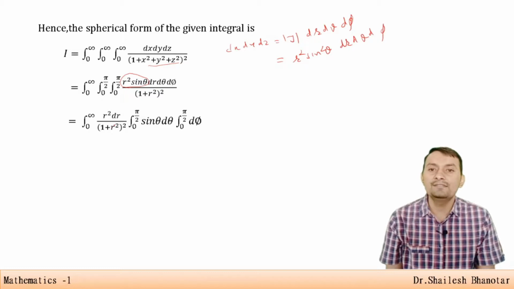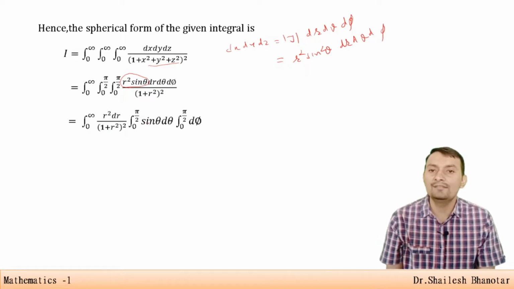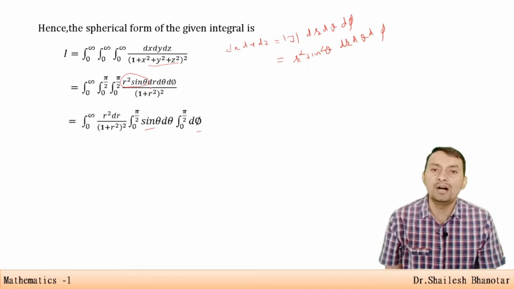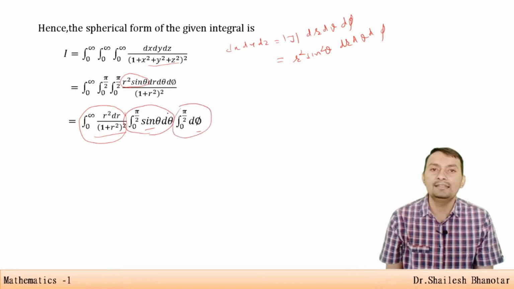So when you integrate, first with respect to r, then theta and then phi, because all the constants you can take outside, now you have to integrate with respect to r: r square divided by 1 plus r square raised to power 2. So this is for integration with respect to r. Then you can write separately, because there are no terms of phi and theta mixed, so you can do the integration separately. Then we have sin theta from 0 to pi by 2 d theta. Also you can integrate with respect to theta, and then phi.